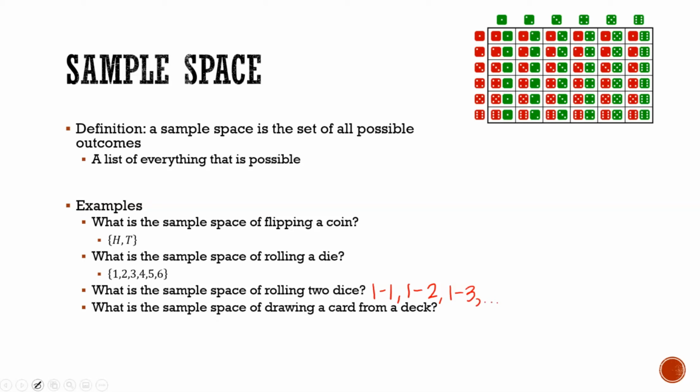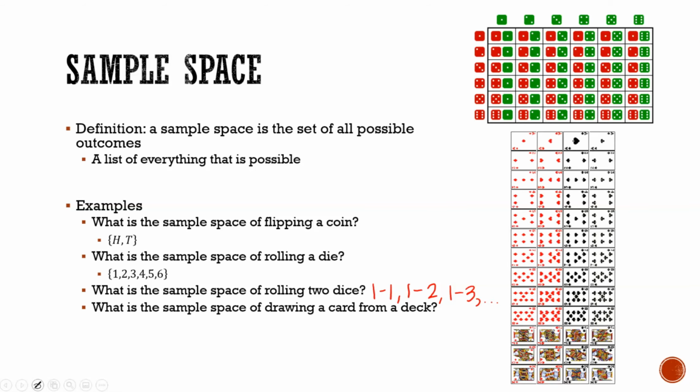What is the sample space of drawing a card from a deck? The entire sample space for a standard deck of cards would be the ace of diamond, ace of heart, ace of club, ace of spade, 2 of diamond, etc., all the way until the last card, which is the king of spade.